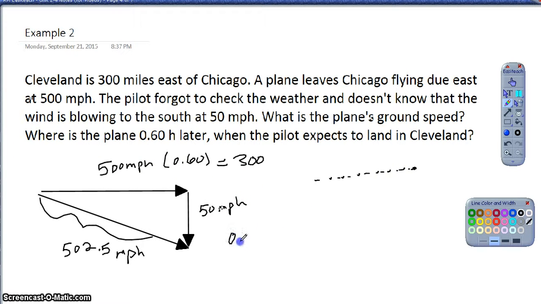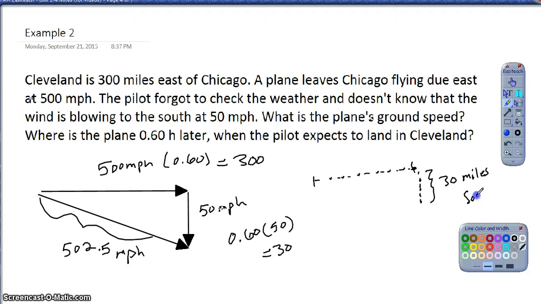So if we calculate 0.60 times 50, we figure out that the pilot is actually 30 miles south of Cleveland. So he actually flew the right horizontal distance, but he ended up being south of where he was aiming. He ends up 30 miles directly south of Cleveland. It is worth noting that he's directly south and not off at an angle. He is directly south of the city.